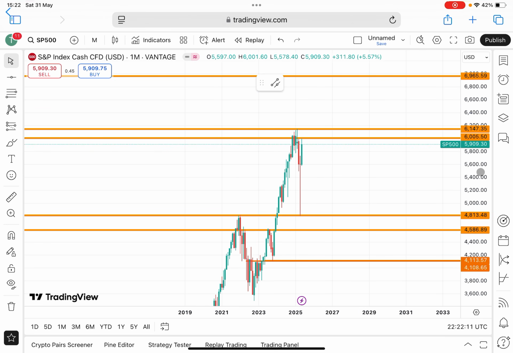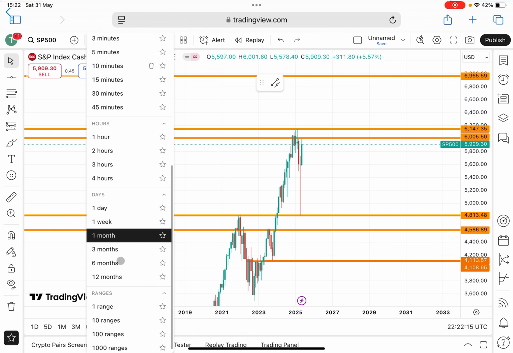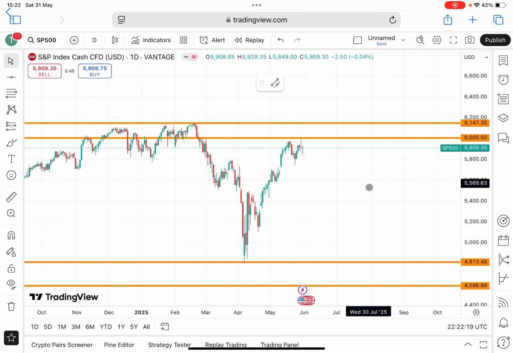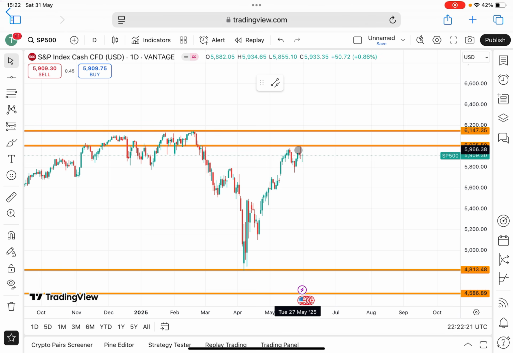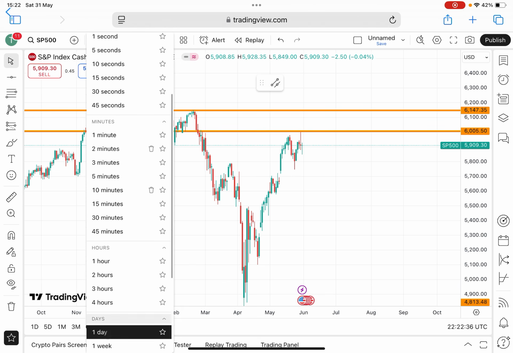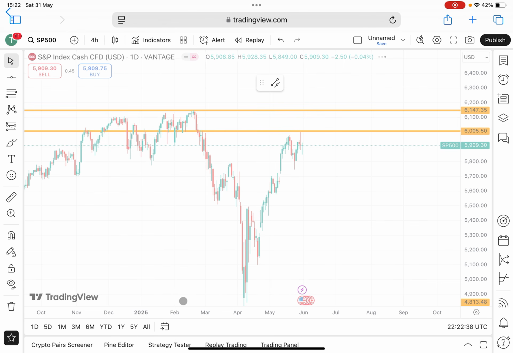So let's go back down now to daily. We don't need to go to the weekly. Let's go to the daily. On the daily, on Thursday, we can see this doji candle at this resistance level, and then this candle, this neutral candle, like this. Let's go back to the 4 hours for a more detailed analysis because of time.